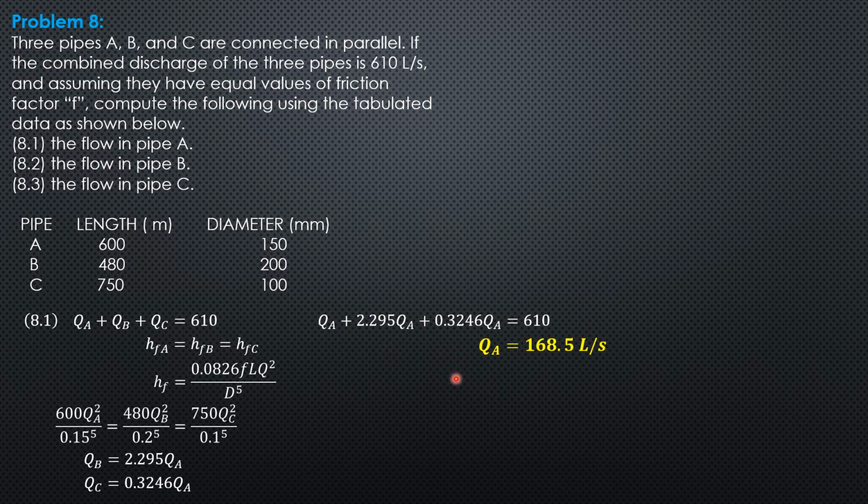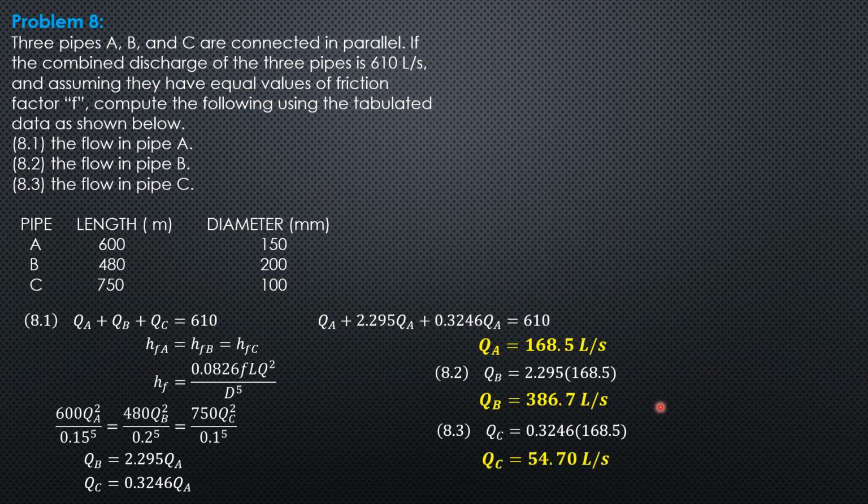QA is 168.5 liters per second. Q sub B is 2.295 of 168.5. So the discharge in pipe B is 386.7 liters per second. And finally, the discharge in pipe C is 0.3246 of 168.5, which is 54.7 liters per second.